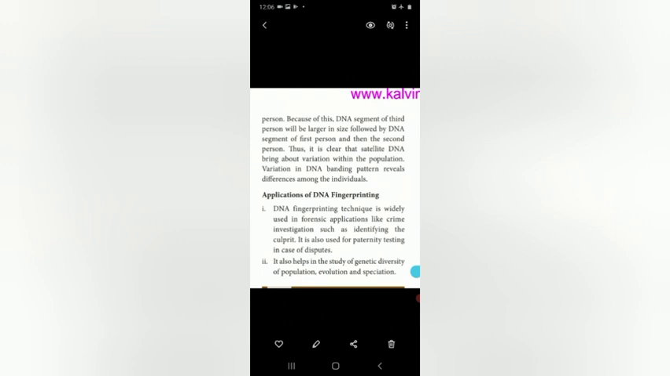Another use is to identify parental character, father or mother. That is also identified by the DNA fingerprinting method. Then second, it also helps to study the genetic variation of the population. We have seen in the diagram that the variation is shown in different DNA sequences. Likewise, we can see genetic variation in a group of population. Then the evolutionary sequence, that means lineage, we can also identify.